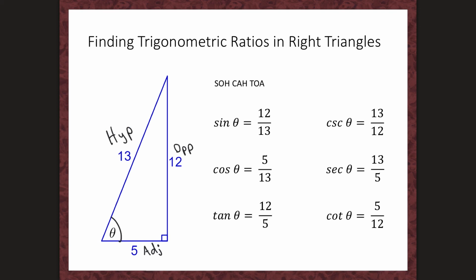To find the sine of angle theta, we divide the opposite side length by the length of the hypotenuse. The cosine is the adjacent side divided by the hypotenuse, and the tangent is the opposite side divided by the adjacent side. The cosecant is the reciprocal of the sine ratio. The secant is the reciprocal of the cosine of theta, and the cotangent is the reciprocal of the tangent function. All 6 trigonometric functions can be evaluated for an angle when all 3 side lengths of the triangle are known.